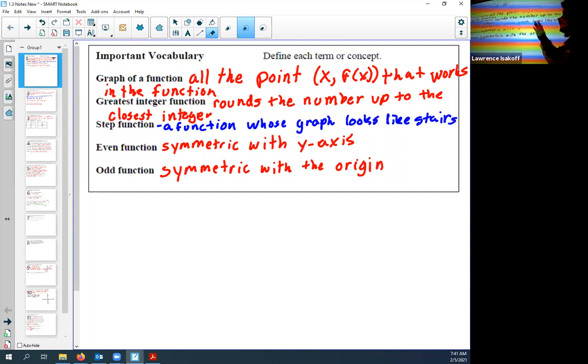The greatest integer function is a new function we're going to briefly see and talk about, that just rounds a number up to the next closest integer. So in that function, if I put 1.1, 1.1 gets rounded up to 2. It will make something that looks like steps. That's why it's called a step function.